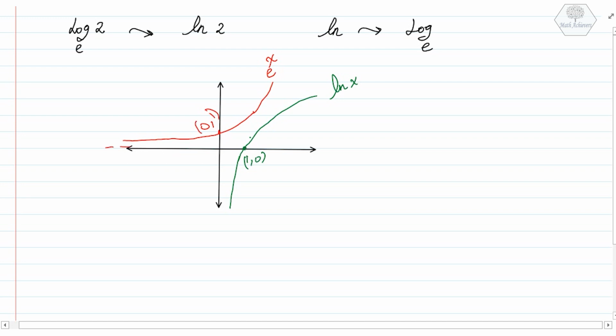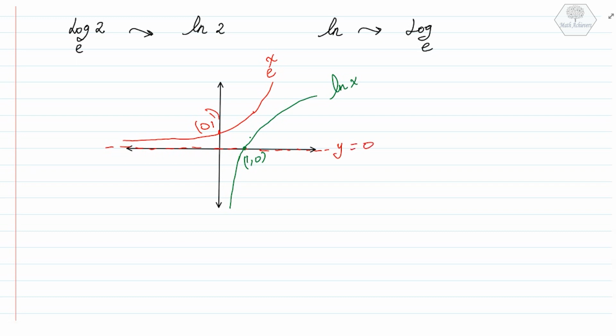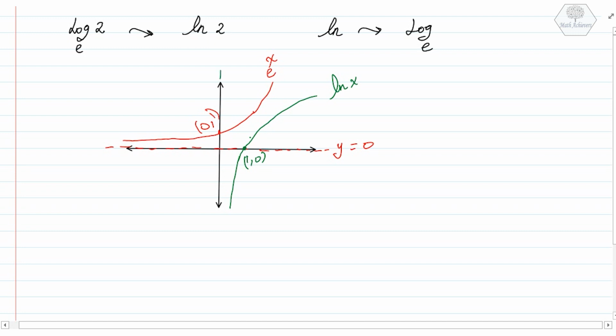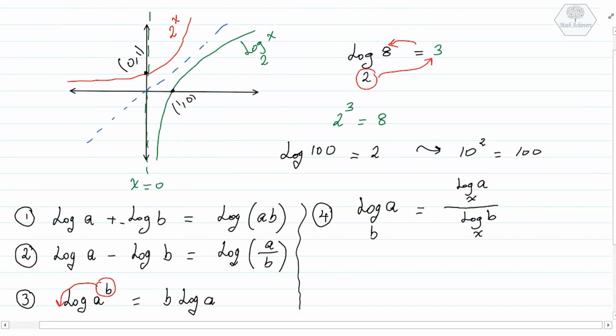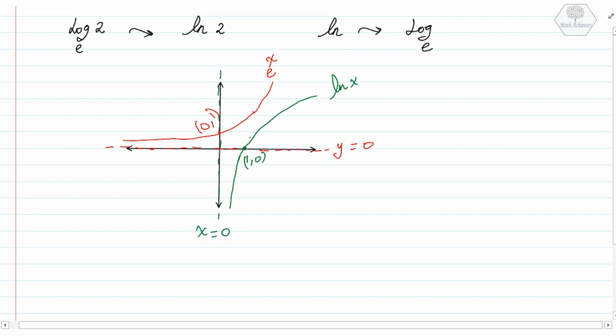For e to the power of x, I'm having a horizontal asymptote at y equals 0. And for the ln of x, I'm having a vertical asymptote at x equals 0. The rules of dealing with ln are the same as the rules of logs. And even the sketch of the function is the same. We can see here, this is 2 to the power of x and log base 2 of x is the same as this function of the ln.